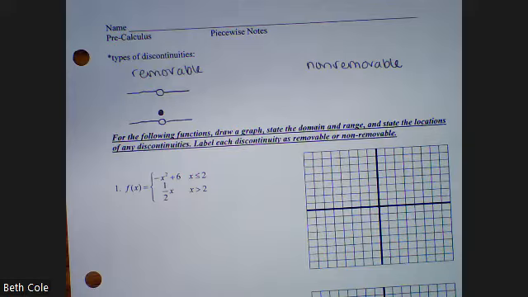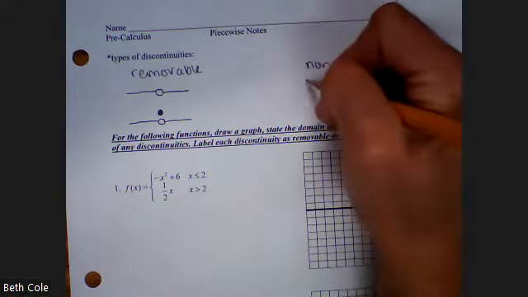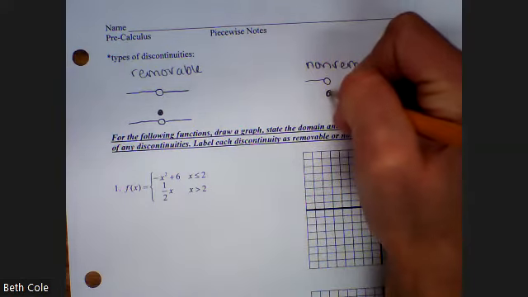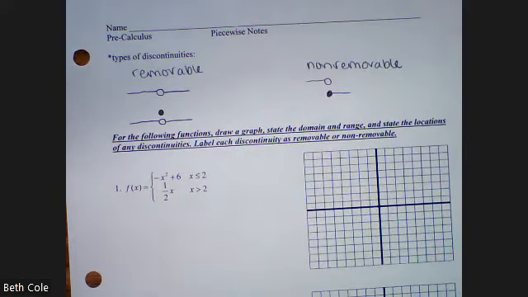Non-removable is a more deep-seated issue. You can't fix it and make it connect again just by putting one point back. So this would be something like a jump. If you had something like that, you can't reconnect that just by putting one point back in.